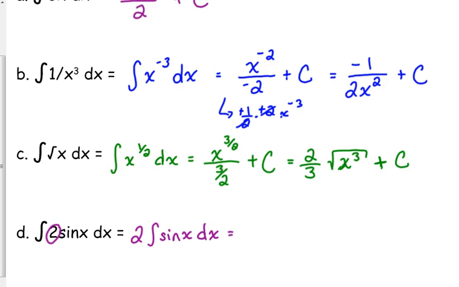Negative cosine. Because you have to think about, if I take the derivative of this, what's going to give me positive sine? So it is negative cosine, and I'm just going to slip that negative in front of the 2, okay? Because the derivative of cosine is negative sine, but I knew positive sine. So it must have been negative cosine to begin with.